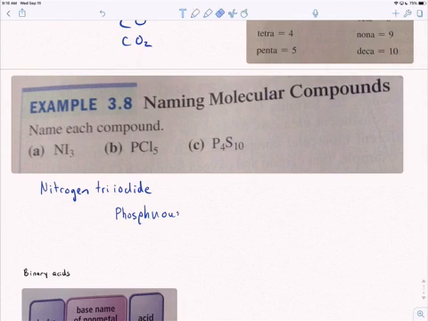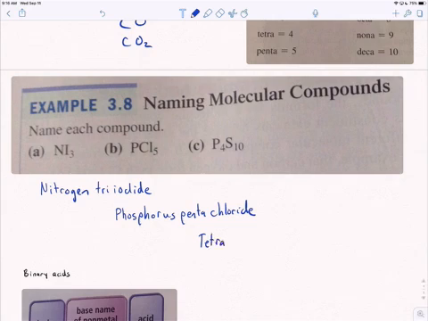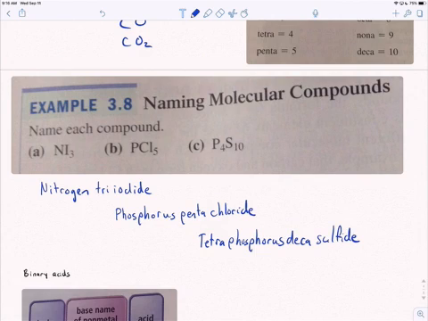And the next one is P4S10. So it's not 1 in the beginning, so we have to include the prefix. This is tetraphosphorus decasulfide. How'd you like that for a spelling bee contest right there?